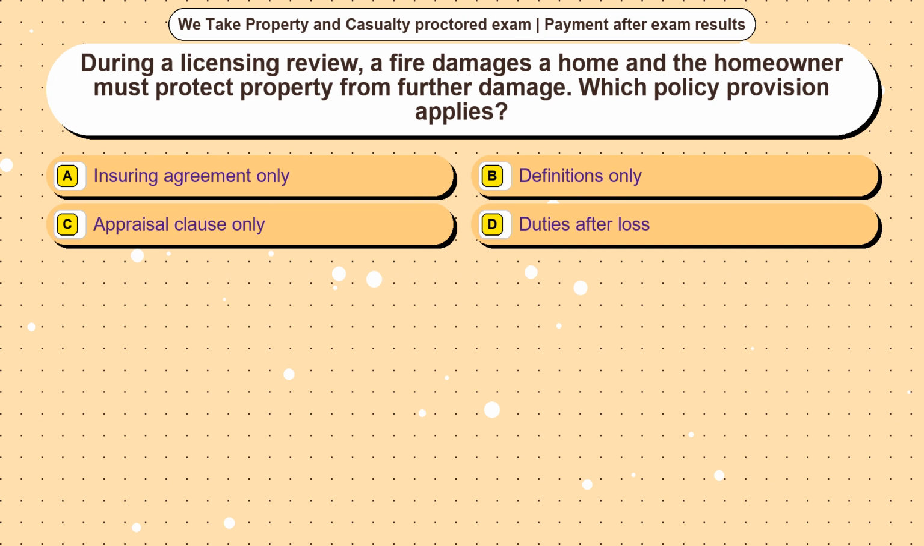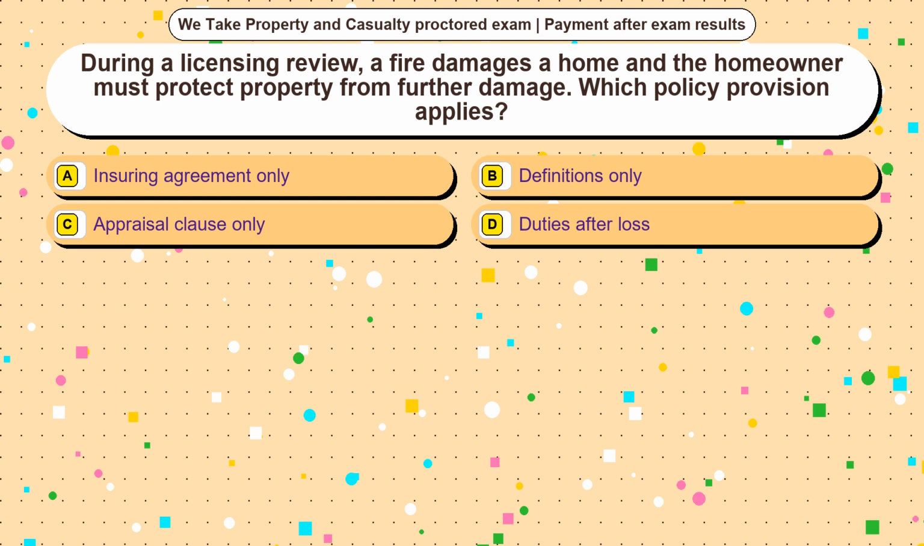Question 3. During a licensing review, a fire damages a home and the homeowner must protect property from further damage. Which policy provision applies? Option A. Insuring agreement only. Option B. Definitions only. Option C. Appraisal clause only. Option D. Duties after loss. The correct answer is option.